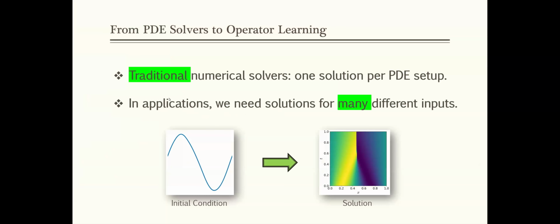In traditional numerical PDE solvers, we compute one solution at a time. For instance, if we are given one initial condition, we run a simulation and obtain the corresponding solution. But in many practical applications, we need to solve the PDE for many different inputs. For instance, if we have a series of initial or boundary conditions, we will need to repeat the solution process repeatedly. But doing this repeatedly could be extremely expensive for traditional PDE numerical solvers.